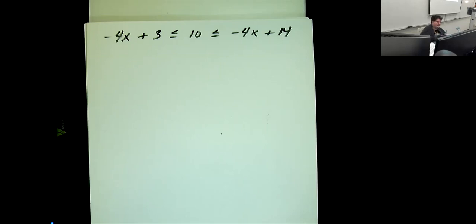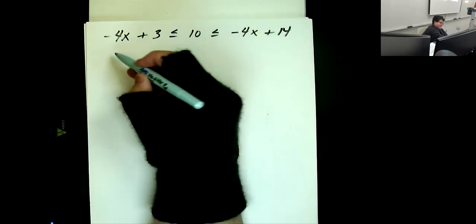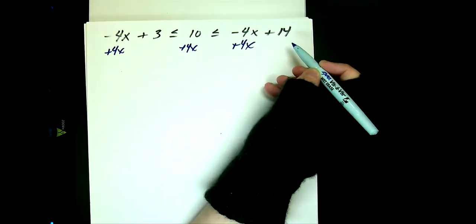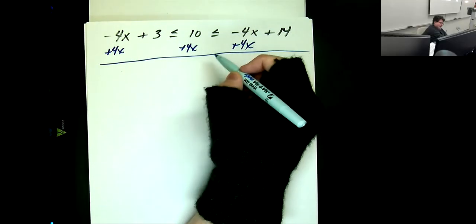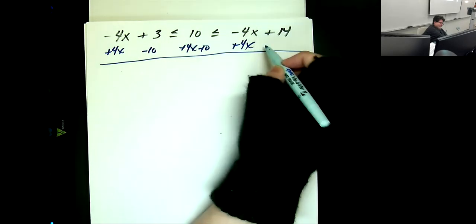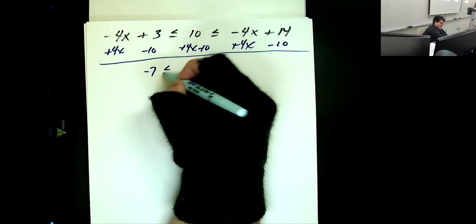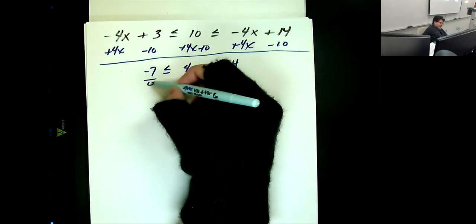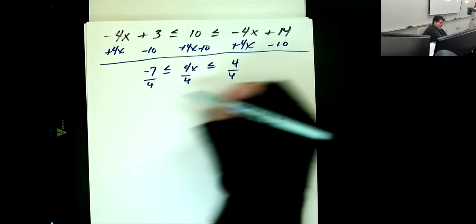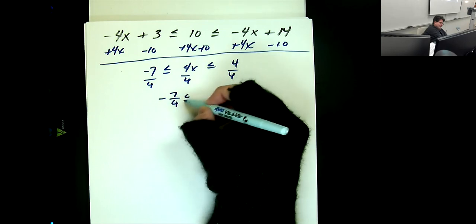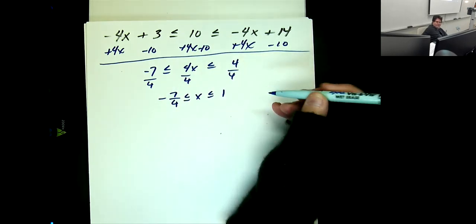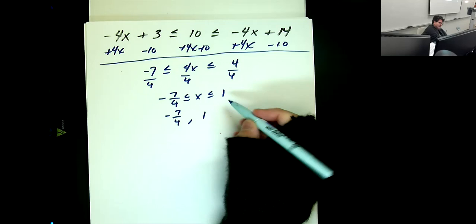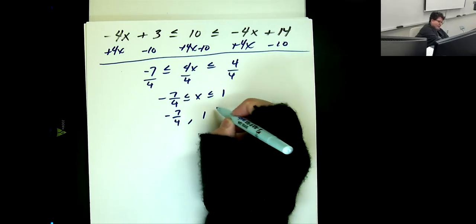All right, how you guys doing? You guys add 4x everywhere? Yeah. And maybe we'll subtract 10 everywhere too. We got -7 is less than or equal to 4x, which is less than or equal to 4. Divide everywhere by 4. And we get -7/4 is less than or equal to x is less than or equal to 1. Which means we're going to go from -7/4 to 1. And they both have an equal portion, so we're going to do the brackets.